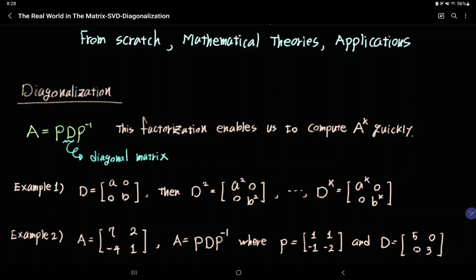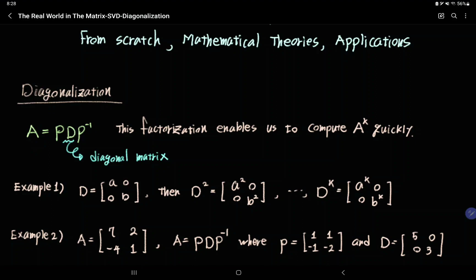Okay, so let's see. If A can be factorized as P times D times P inverse, where D is a diagonal matrix, so A is equal to P times D times P inverse. But here's a question: why does factorization matter? Because factorization makes it easy to compute A to the k-th power.